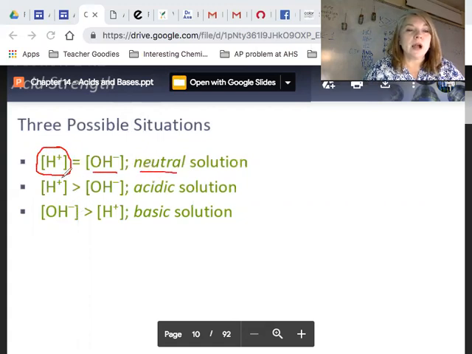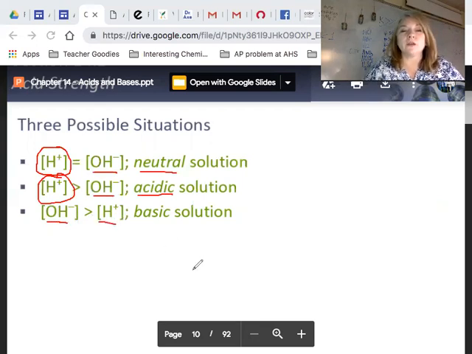Whenever your hydronium ion concentration is greater than the hydroxide ion concentration, you have an acidic solution. And the other way around, when the hydroxide ion concentration is greater than the hydronium ion concentration, then your solution is going to be a basic solution. All right, with me, Caleb?